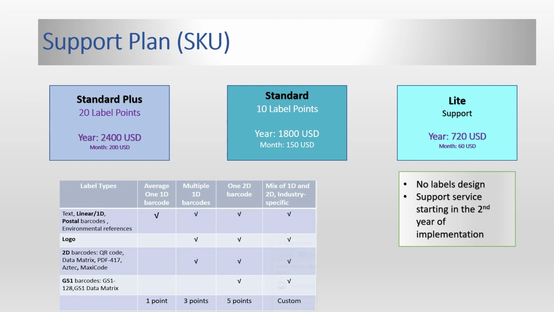So let's say you've learned how to build your own labels within the first year with us, or you no longer have a need for us to create labels for you. You can take the support plan light, and that way you don't have any label points to spend. It'll cost you less, and it'll essentially just cover any support for any bugs that may occur within the solution itself. So how do label points work?